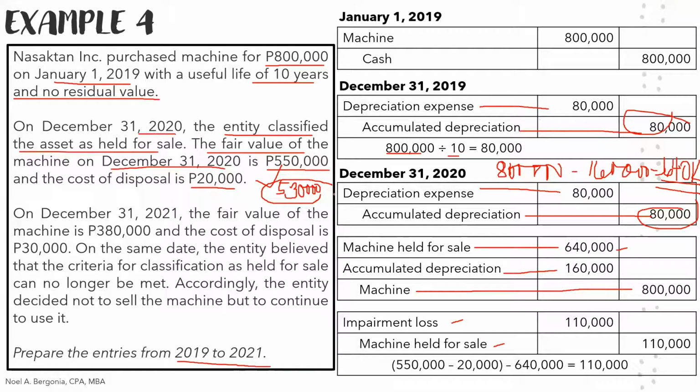So yun po yung 530,000 comparing it with the carrying amount na 640,000. So may impairment loss po tayo. So if I asked you magkano na po yung valuation ng ating asset on December 31, 2020, the answer would be the 530,000. Kasi we have already 640 minus 110 for the machine held for use. Okay? So I hope nasusundan niyo po ako ha. Again, if you do have questions, please let me know. Okay? So let's continue.